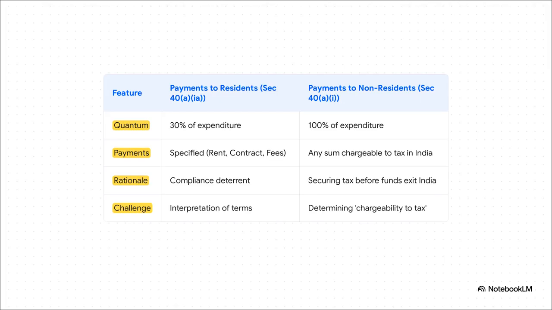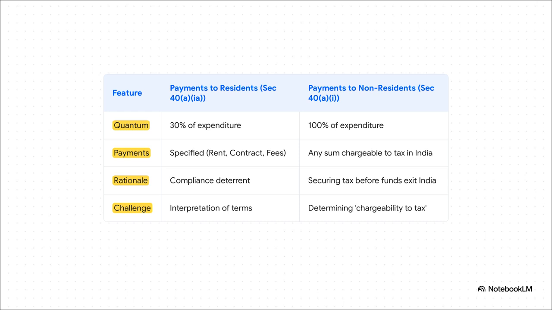This table really puts it all into perspective. Just look at the differences. The quantum, 30% versus 100%. And the scope is different too. For residents, it applies to a specific list of payments like rent, contract fees, and so on. But for non-residents, it's any amount that's chargeable to tax in India. This creates totally different challenges.